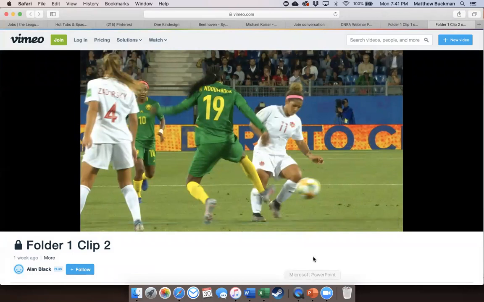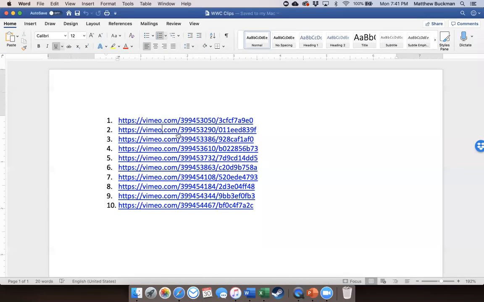Any questions on that analysis from anybody? We had a question here, what are the studs? Those are the cleats. So the cleats on the bottom of the shoe, we call those studs. Any other questions on this analysis of this clip? All right, then I'm going to move us on to our next one.